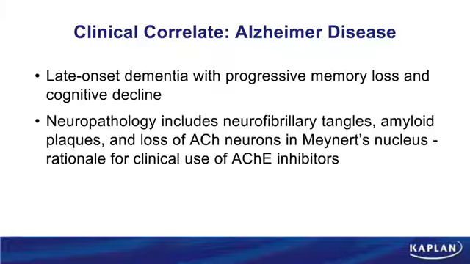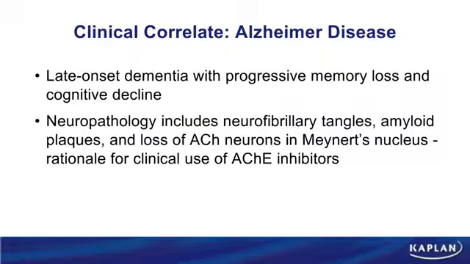In the margin is a note about Alzheimer's disease. Again, characterized by late onset dementia, progressive memory loss, and cognitive decline. Many people when they discuss Alzheimer's disease remember the neurofibrillary tangles and the amyloid plaques. But what I want you to consider is what is the rationale behind using acetylcholinesterase inhibitors to treat this disease. Remember, it's because of loss of cholinergic nerves in Meynert's nucleus. Another way to say that is patients with Alzheimer's have less acetylcholine. When we use an acetylcholinesterase inhibitor, we can increase the levels of that transmitter and have some benefit in the treatment of Alzheimer's.